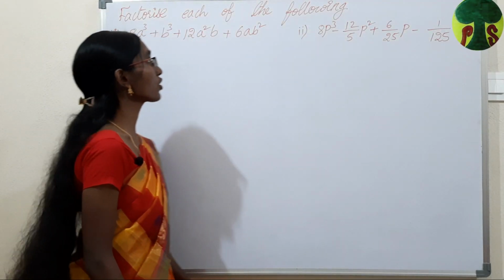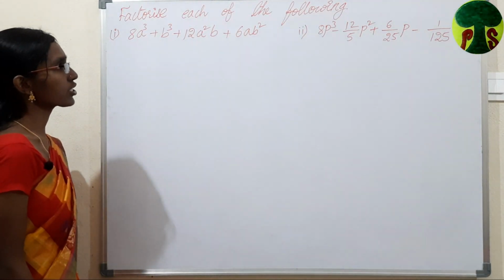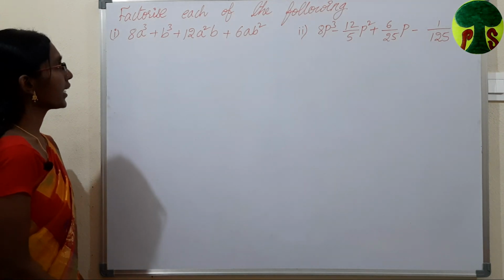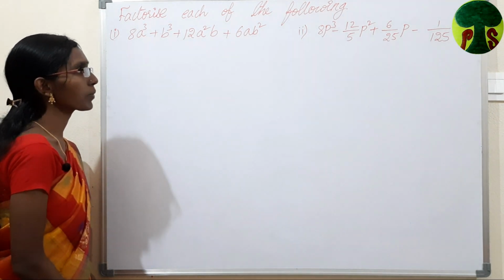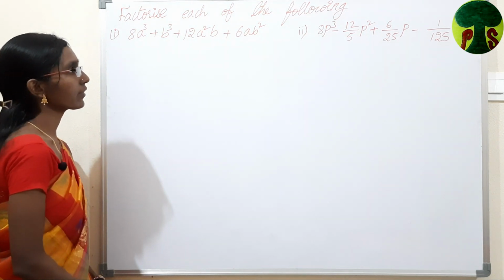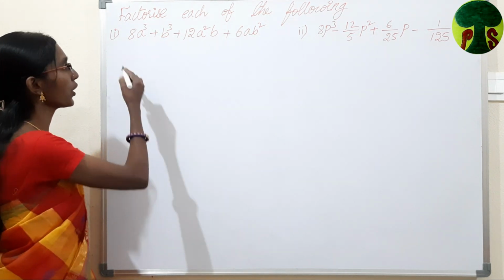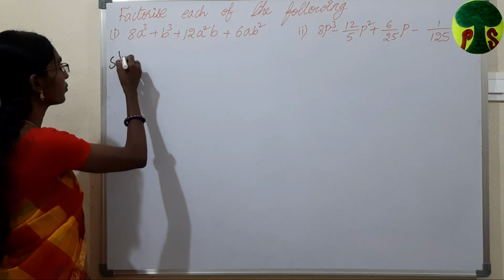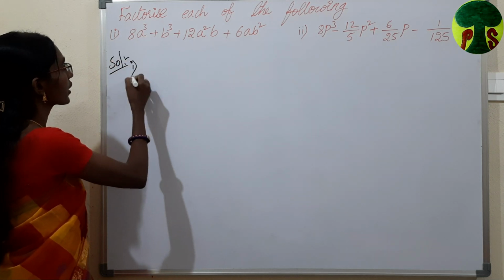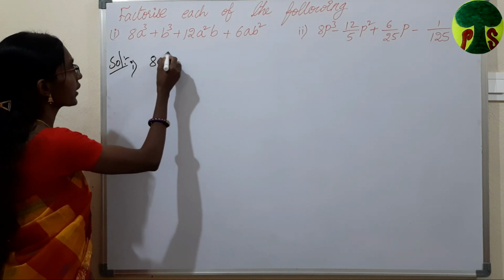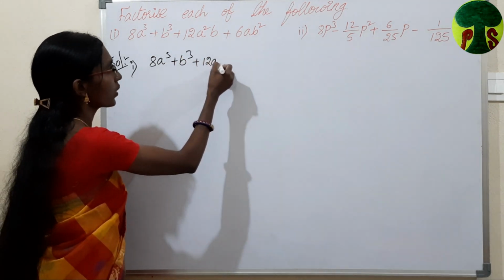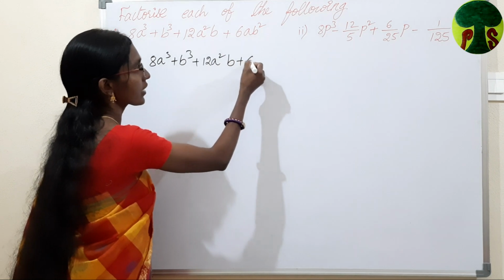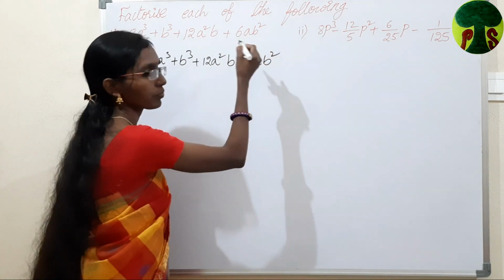Here is the first question. Factorize each of the following: 8a cube plus b cube plus 12a square b plus 6ab square. We have to factorize the given expression by using an algebraic identity. Solution. The given question is 8a cube plus b cube plus 12a square b plus 6ab square.